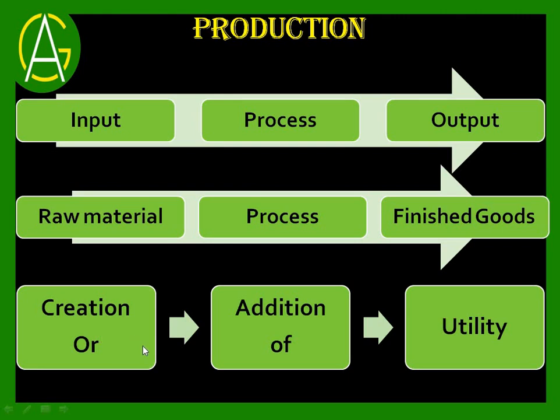Now earthen pot has some amount of utility, but when we add utility to that by creating a proper color on it, by making it very attractive, we add utility to it, and by addition of utility also, that is considered as production. So production is termed as creation or addition of utility. Now these were the definitions of production. As I said, production is creation or addition of utility.